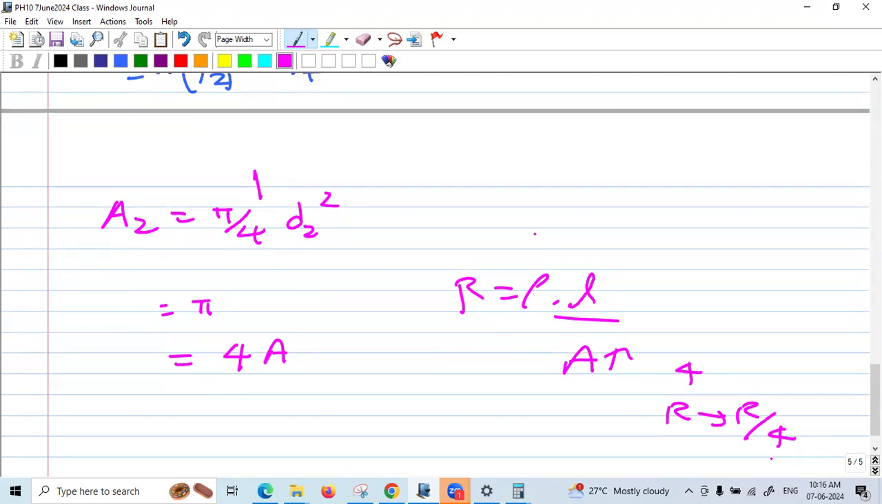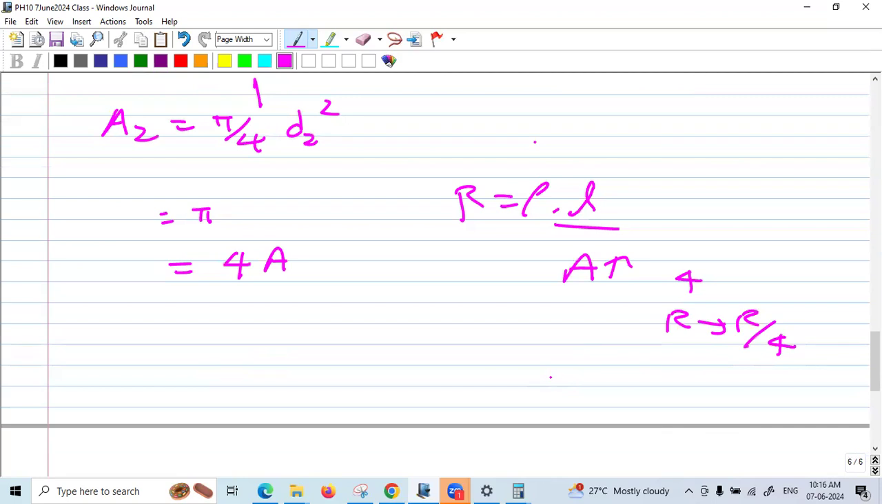So the second case resistance will be the first case resistance, which is 1200 by 4. So this is 300 ohms.